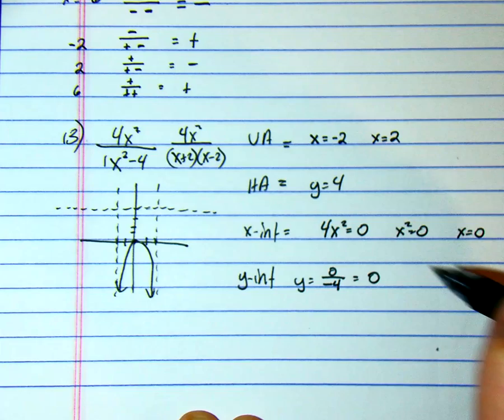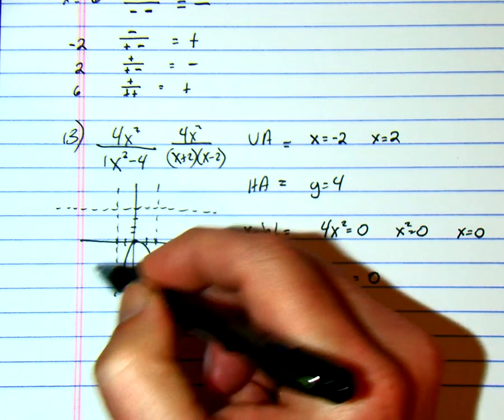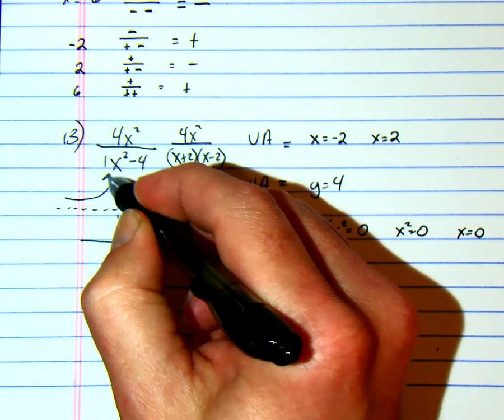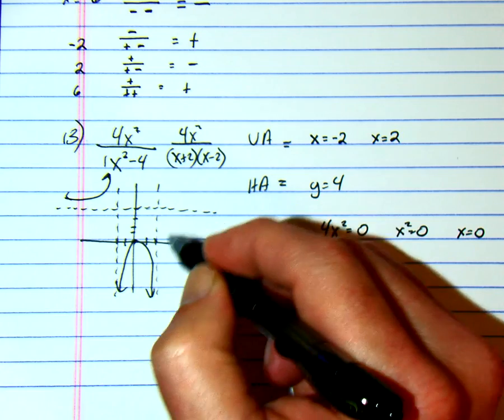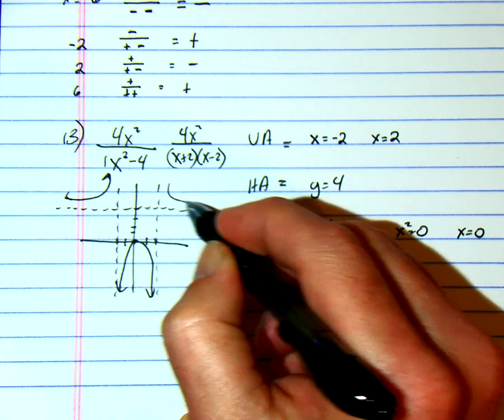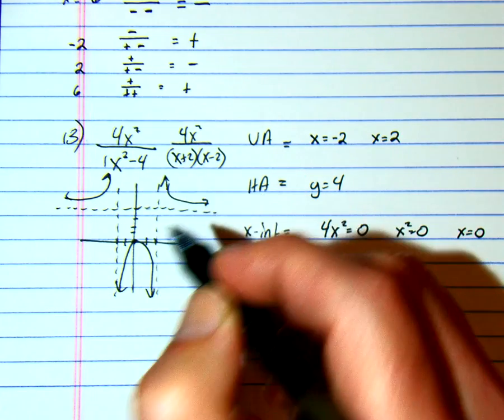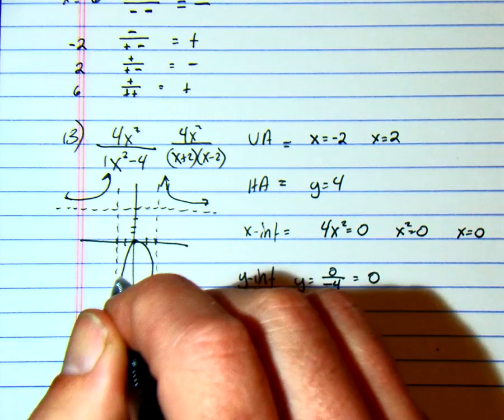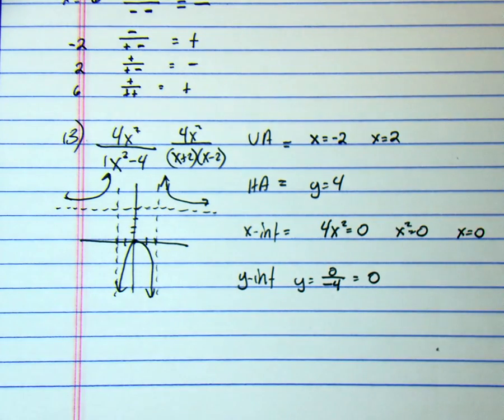So this has to do this. Okay? And I know that because there's no x-intercepts over here, it has to be up here. And since there's no x-intercepts here, my graph has to go here. So again, because of the lack of x-intercepts, I know that is what my graph is going to look like.